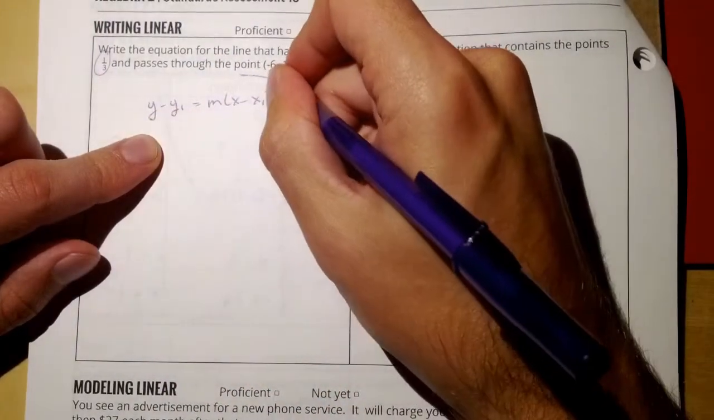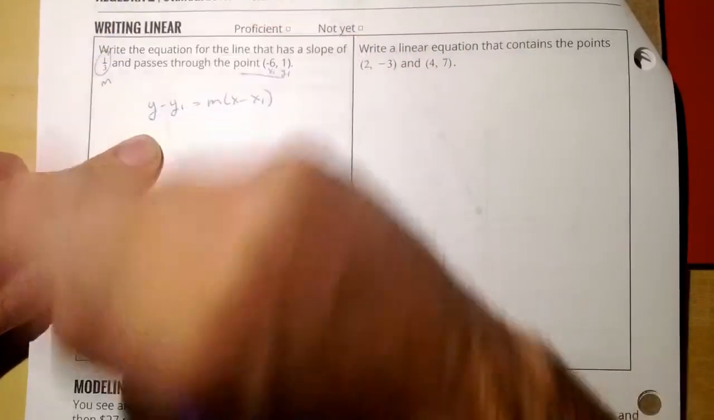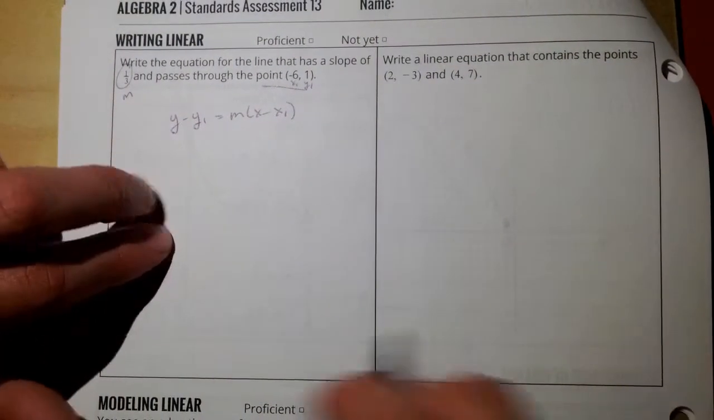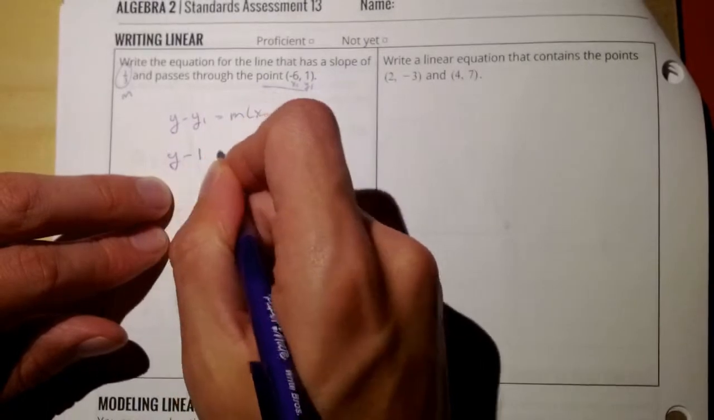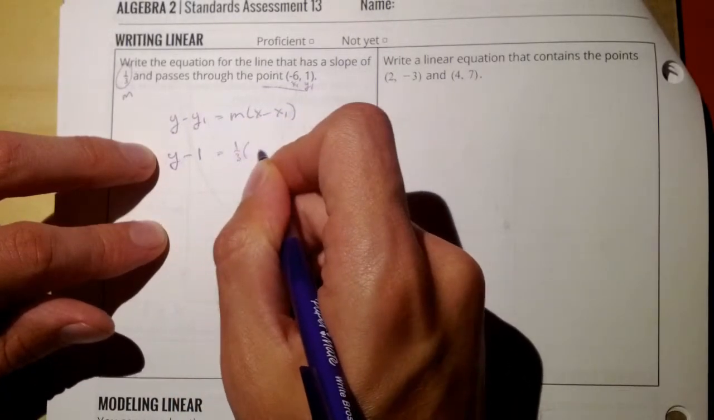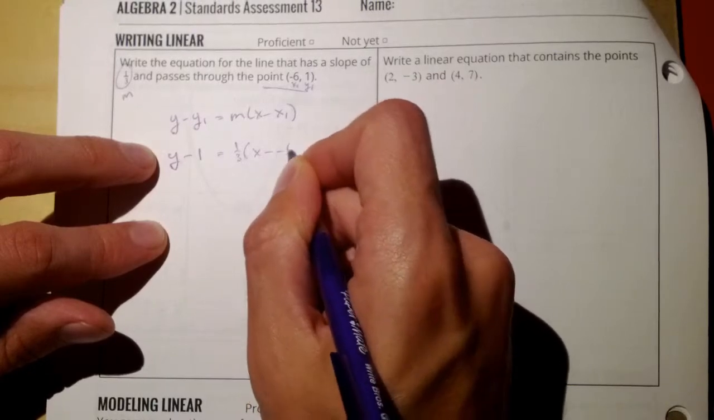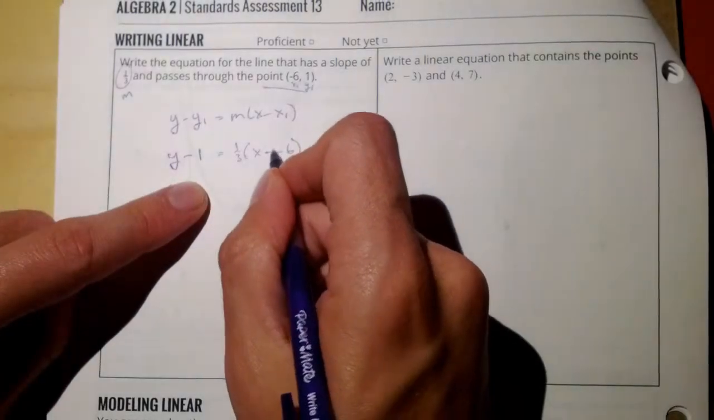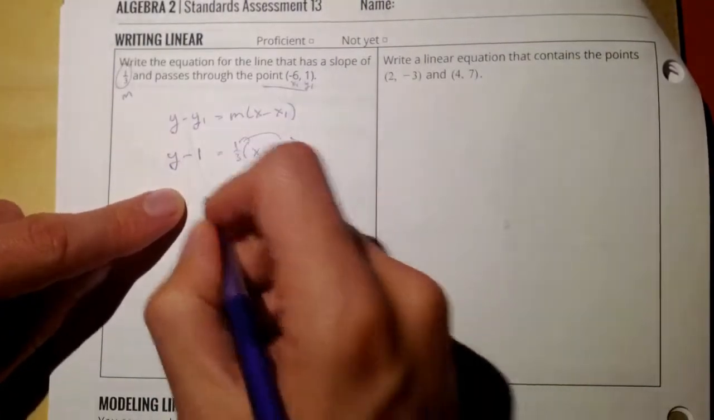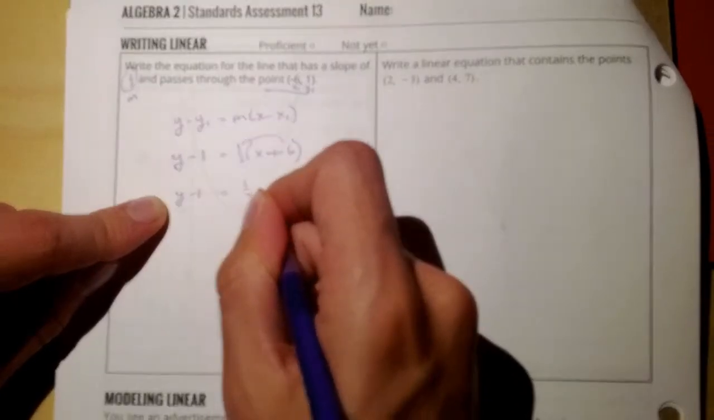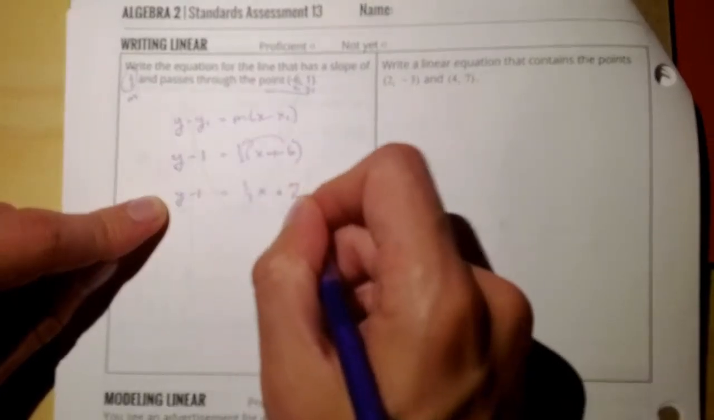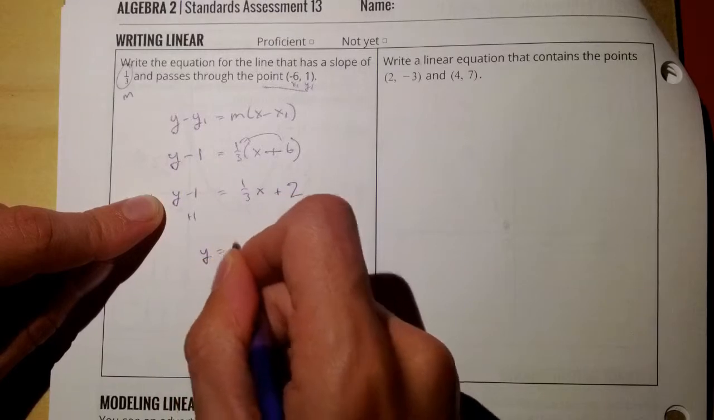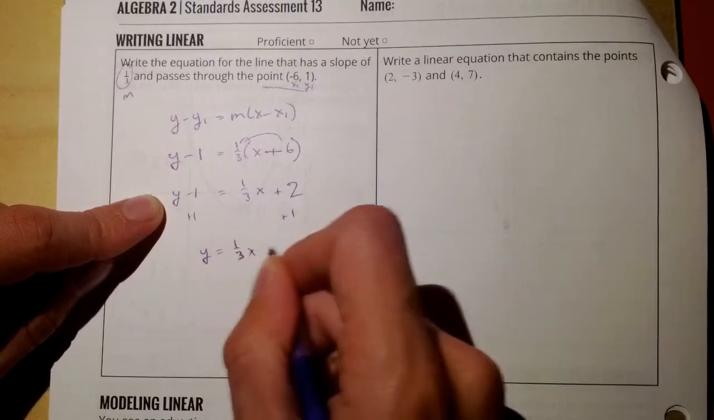In this case, this would be x1 and y1, and my slope of 1/3 is m. Let's see if I can get this to focus a little better. Plugging this in, I get y minus 1 is equal to 1/3 times x minus -6. This turns into a plus. I'm going to distribute here. So y minus 1 is equal to 1/3 x plus 1/3 times 6, which is 2. Then add 1 to both sides to get y is equal to 1/3 x plus 3.